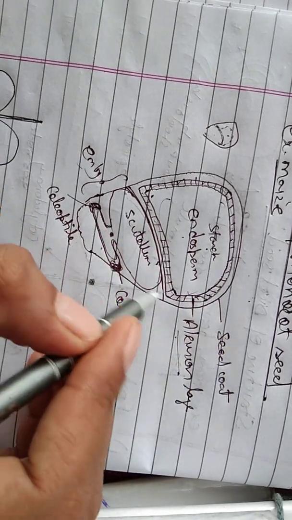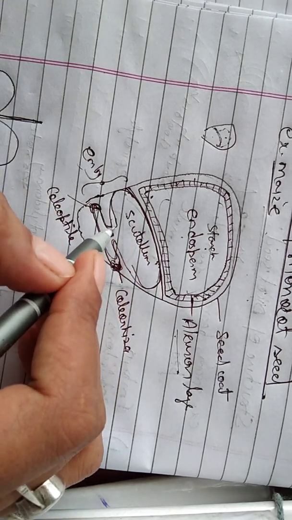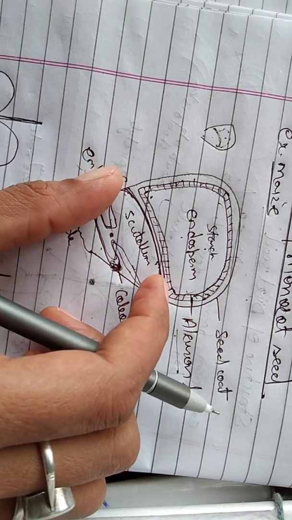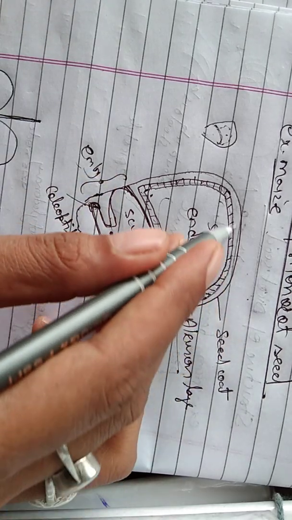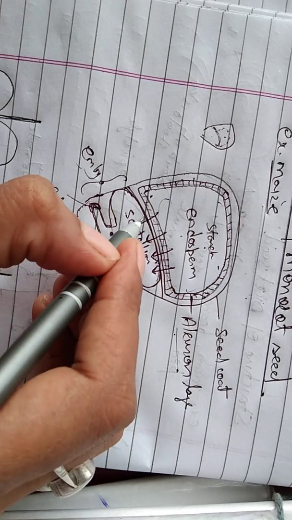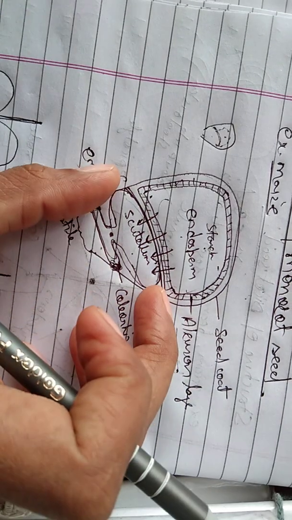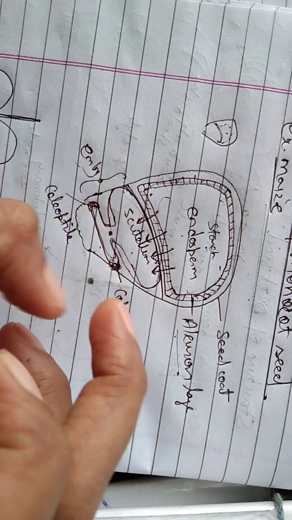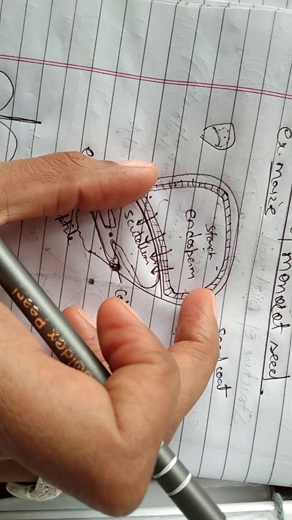Then there is a question: if in the case of monocot the scutellum, or cotyledon, is very thin and papery, then why is there a use of scutellum? The use of scutellum is simply that whatever nutrition is stored in the endosperm gets digested in the presence of some enzyme, and it gets absorbed only through the scutellum. If the scutellum is not there, then this embryo will not be able to absorb the nutrition stored in the endosperm.